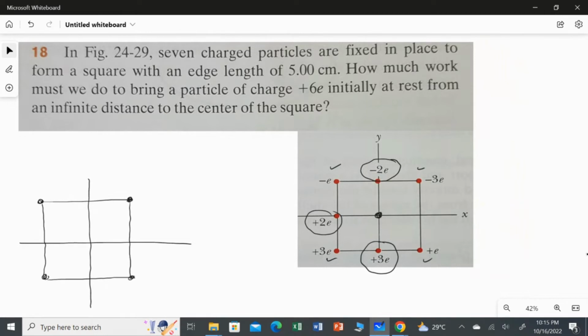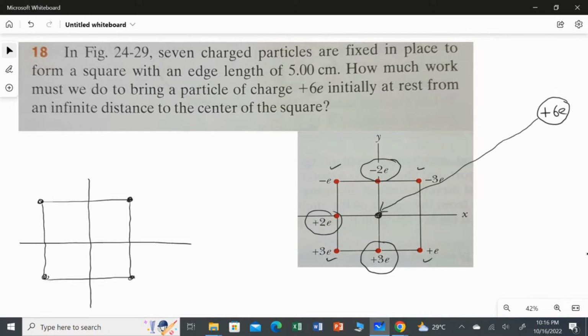And at a distance of infinity, you have another charge plus 6e. Now you have to take this charge and bring it to the middle of the square. Already you have 7 charges here, and you have one more charge plus 6e, which is at rest at infinite distance. You are going to take this 6e charge from infinity to the center of the square. For that, how much work is needed? Because already we have 7 charges here, if you want to bring the 6e charge from infinity to the center of the square, you must do some work. So that value we are going to find here.